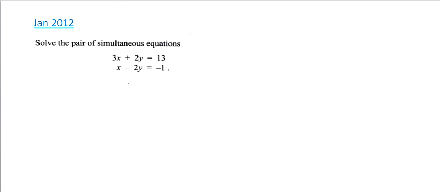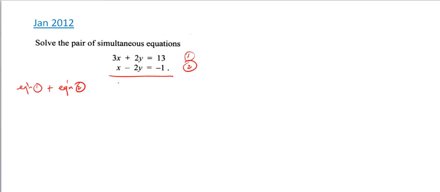We have another question here from the January 2012 paper. And so we label our two equations, equation 1 and equation 2. And we realize that we have a 2y here and a minus 2y here. So the easiest thing to do is to take equation 1 and add it to equation 2.